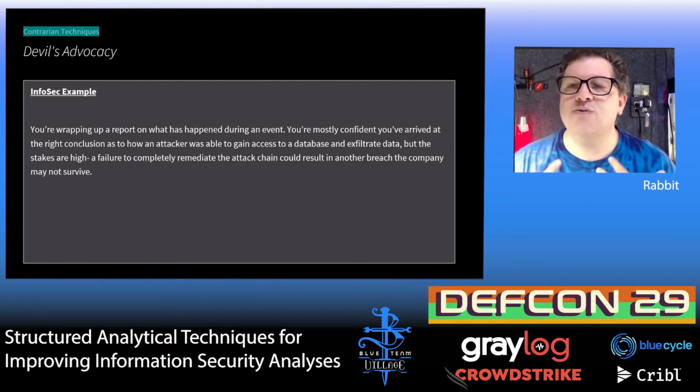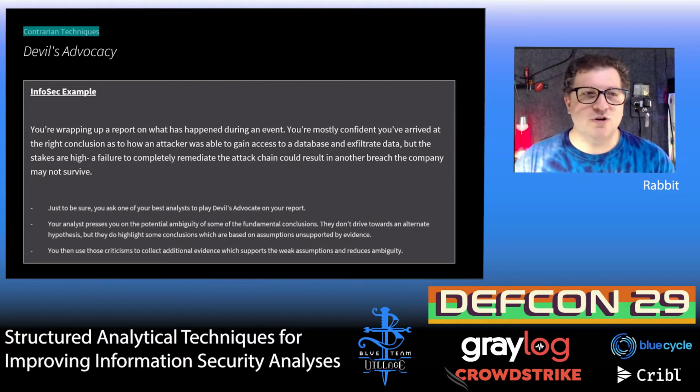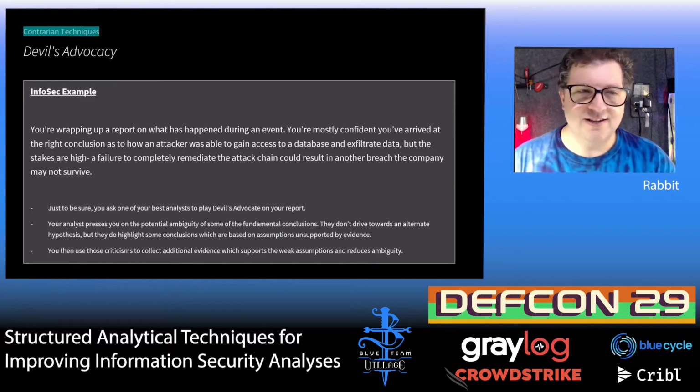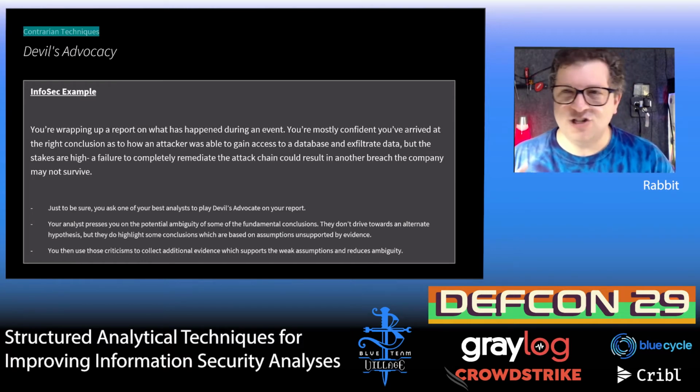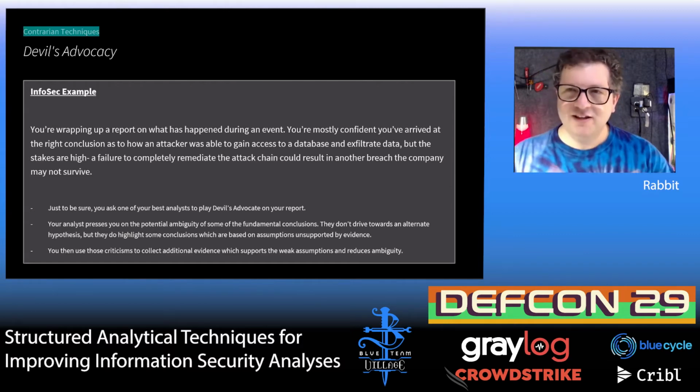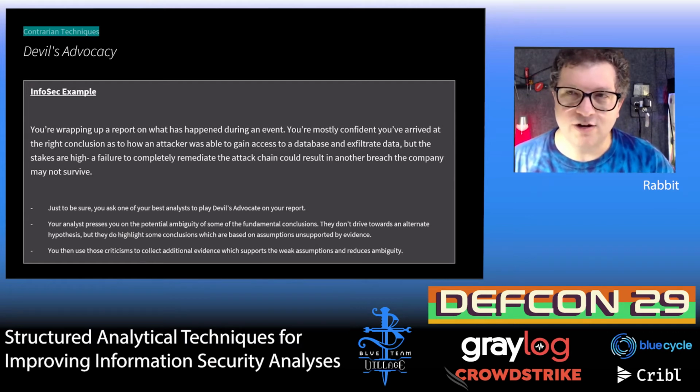Given that it's so important, what can you do to ensure that the result that you've come up with, or your hypothetical scenario, is as accurate as it possibly can be? Well, that's where you bust out devil's advocacy. So maybe you would take one of your really good analysts, or maybe it's you functioning in this particular role, but for the purposes of this, you have one of your other analysts look at your report.